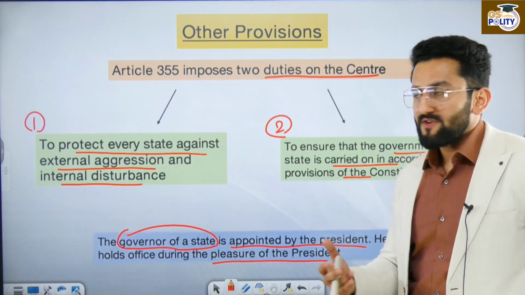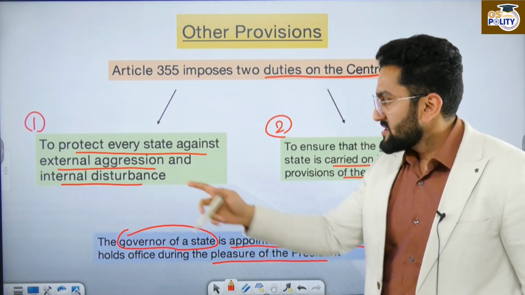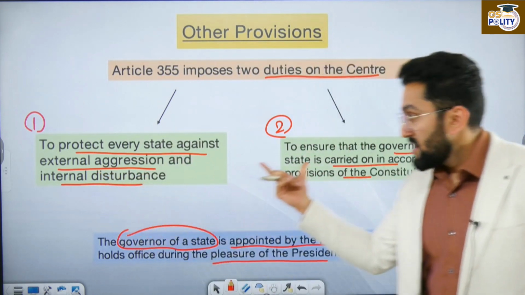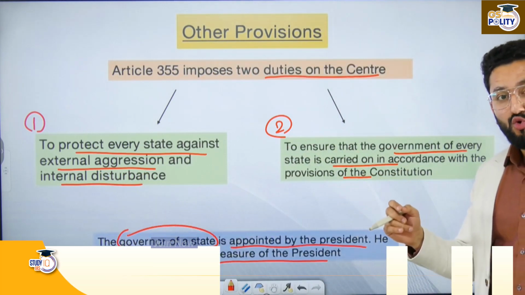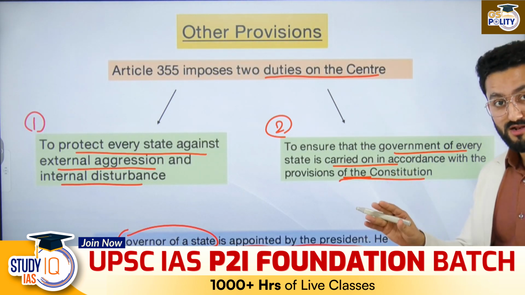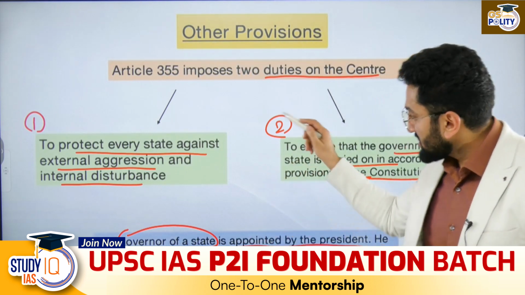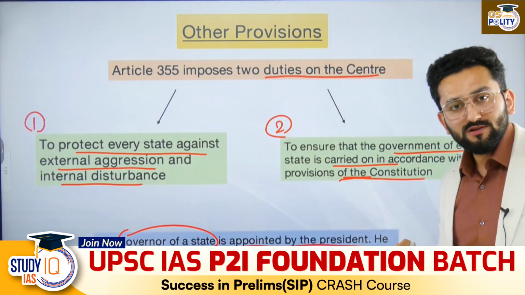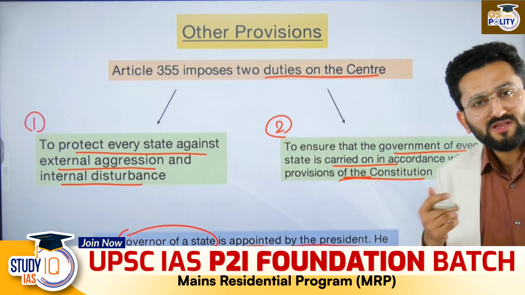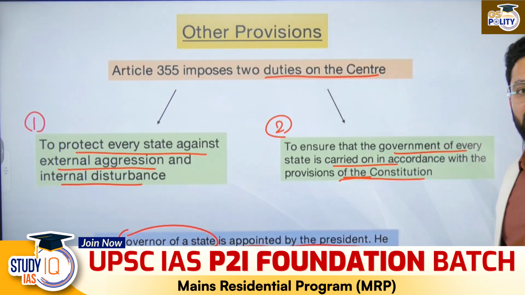Now some other provisions. For example, Article 55 imposes duties on the center. Two duties. Number one, you have to protect the state from external aggression and internal disturbance. Second, you have to ensure that the state is being run through the constitution, means provisions of the constitution are protected. Now, don't you think these are the actual grounds on which Article 56 is imposed? Article 56 is used and President's rule is imposed, that, oh, the state is not being run as per provisions of the constitution, right?